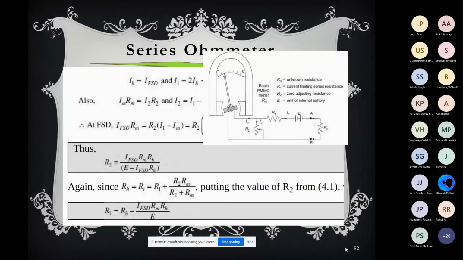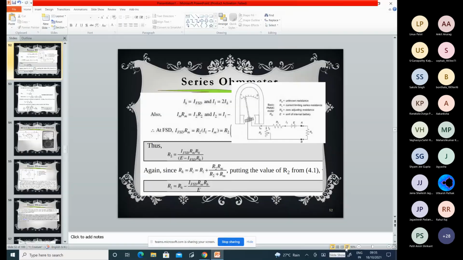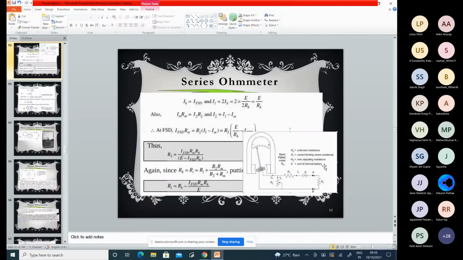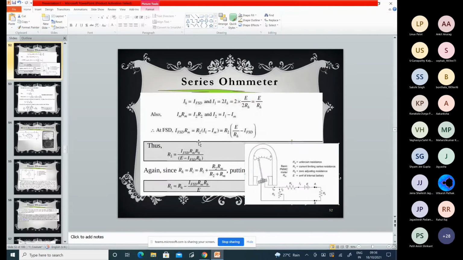Now let's come to the series ohm meter that we are studying. Now, Ih will be equal to IFSD. If the half scale current is equal to IFSD, then I1 will be 2Ih, that is 2 into E by 2Rh, equal to E by Rh.